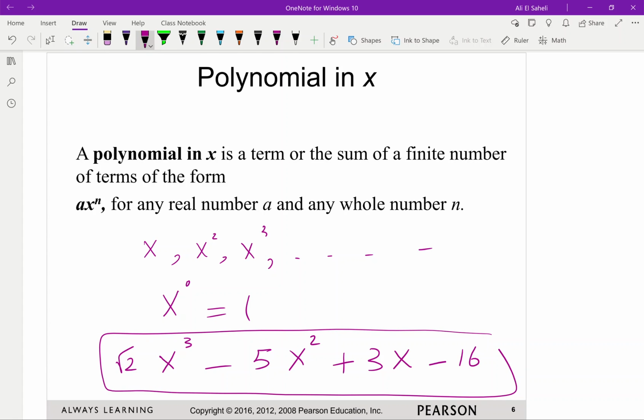Okay, so this is a polynomial. The coefficients, the a's, are real numbers. It's minus 5 in this case. And the exponents, the n's, are whole numbers. So it could be 3, 2, 1, and in this case, 0.